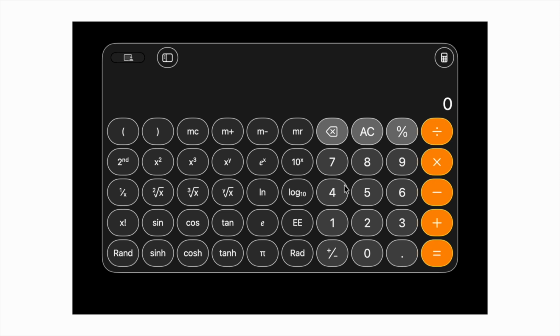Using a scientific calculator, we can enter 4, then press the square root button, and finally press the equal button to get the answer of 2. That is the principal square root.